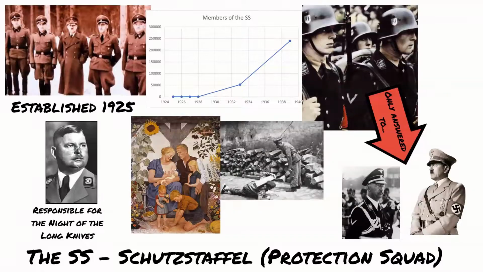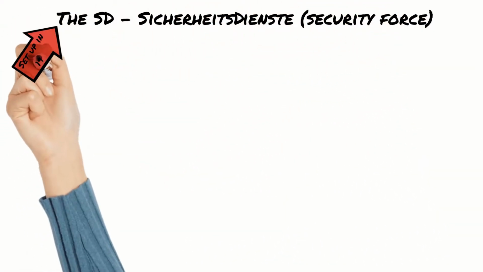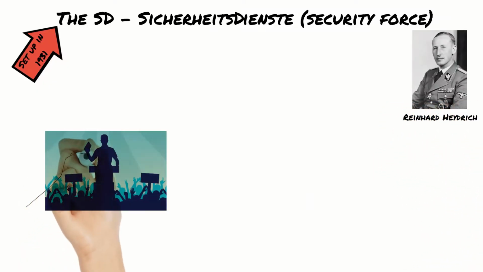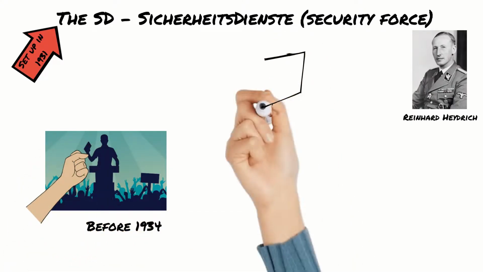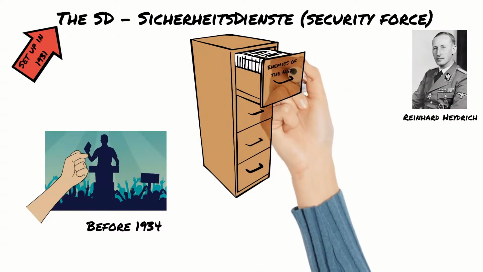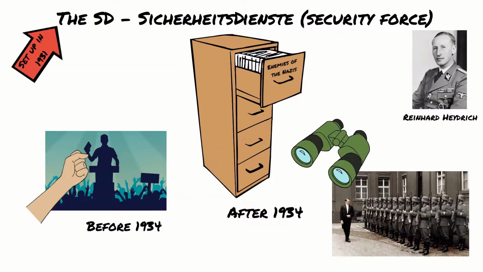perfect children. The SD, or Sicherheitsdienst, meaning security force, were formed in 1931 by Himmler. Reinhard Heydrich was in charge of them. Their job in the early 1930s was to monitor and disrupt the activities of other political parties, but after 1934 they began keeping files on everyone suspected of opposing the Nazis. They wore grey-green uniforms and spied on suspected opponents of the Nazis.